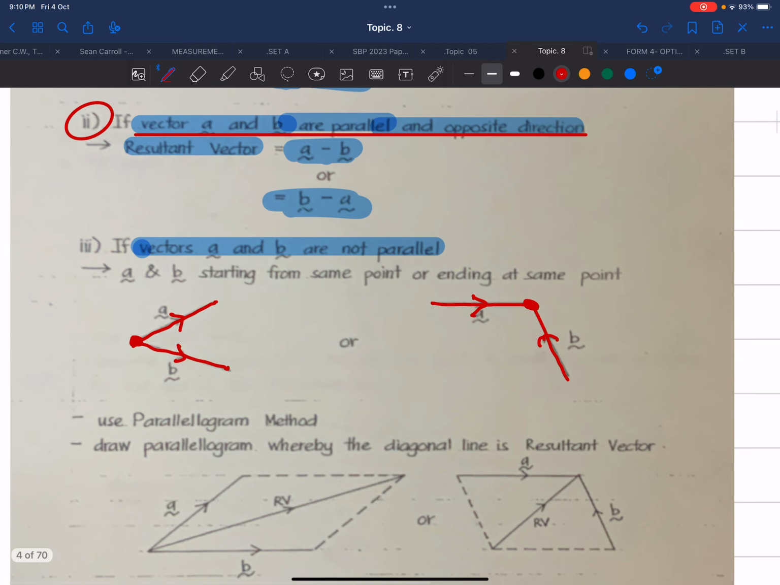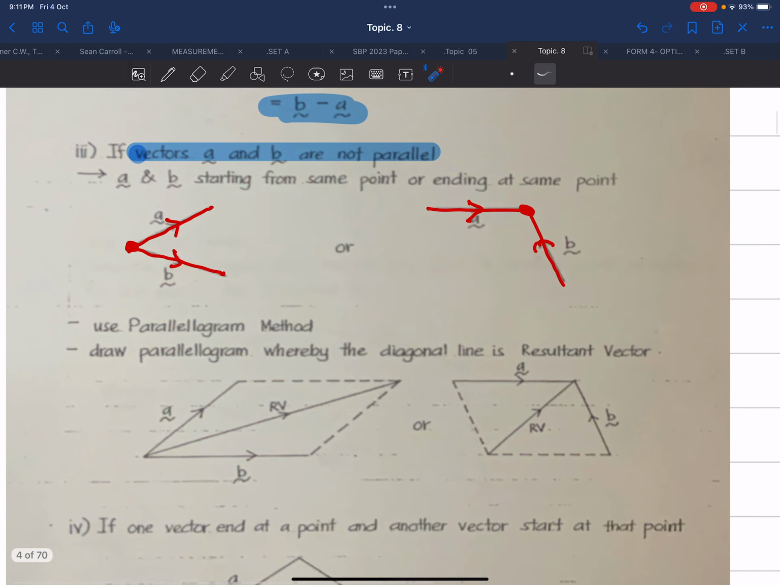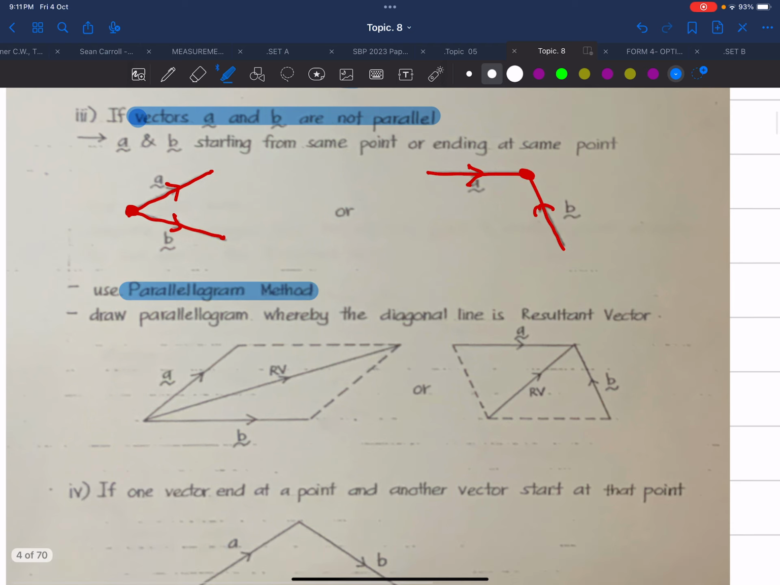So when you have vectors A and B not parallel, starting from the same point or ending at the same point, we must use the parallelogram method. What is that method? Simple. You copy back the vector A and vector B, just draw back only. Actually, you can do it in a scale drawing. So I just draw back. And then you construct a parallelogram.